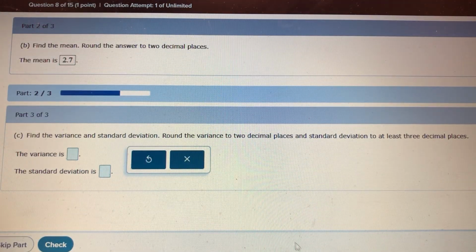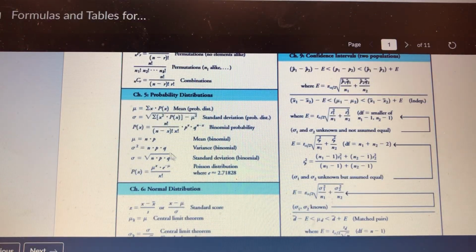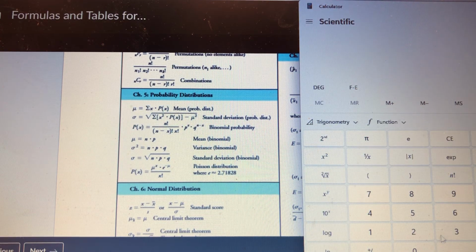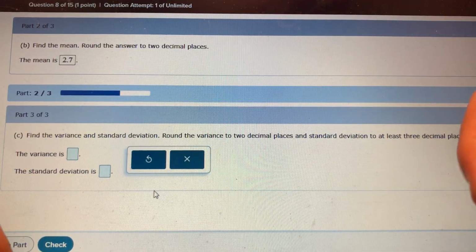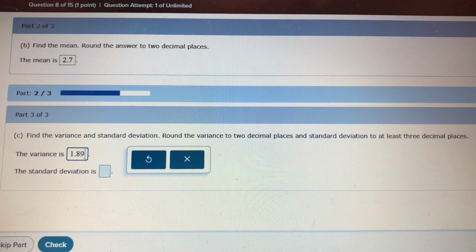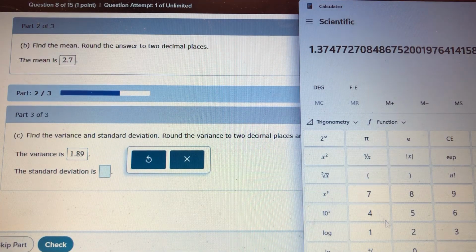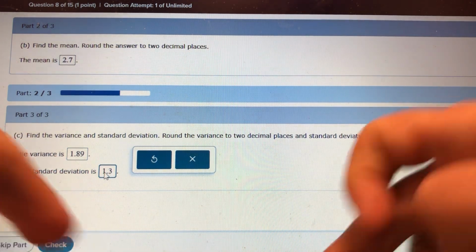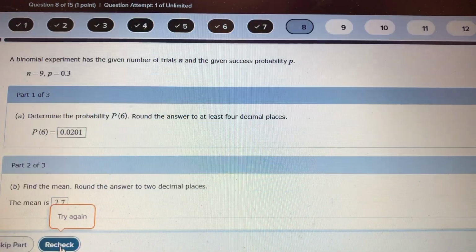Now they want the variance and the standard deviation. So the mean is n times p. The variance is n times p times q. And then the standard deviation, as always, is the square root of that. So if we do n times p, and they never tell you q, but q is 1 minus p, so 1 minus 0.3 is 0.7. The variance would be 1.89. And then if you square root that, you'll get the standard deviation. And they want 2 decimals, so 1.37. So those are on the formula sheet that I'll send you.